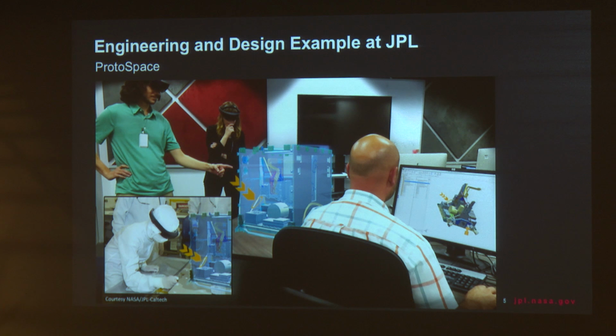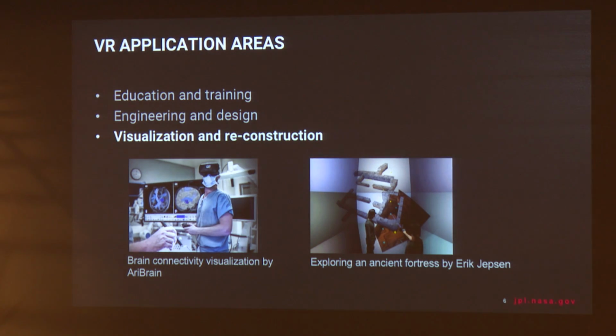This is Protospace from JPL. It's a very good example of engineering and design application of VR and AR. It lets engineers design spacecraft parts and define procedures for their assembly. VR also is a very successful tool to visualize complex 3D structures such as brain fibers. Dan already mentioned this example. And it can be used to reconstruct remote sites like Mars or remote in time like ancient places.